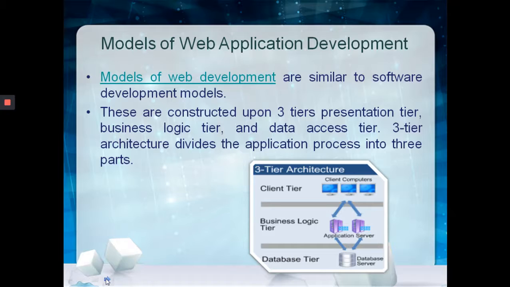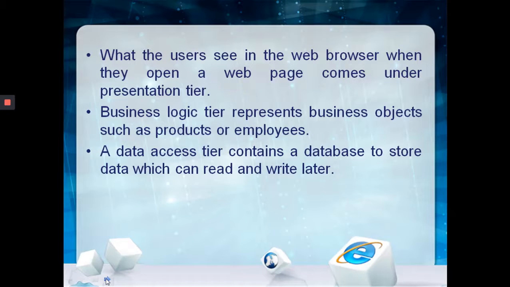So this 3-tier model includes 3 layers. The first one is presentation tier, the second business logic tier, and the third data access tier. This architecture divides the application process into 3 main parts. Let's talk more about these 3 tiers. What the users see in the web browser when they open a web page comes under presentation tier. Business logic tier represents business objects such as products or employees. A data access tier contains a database to store data, which can read and write data.